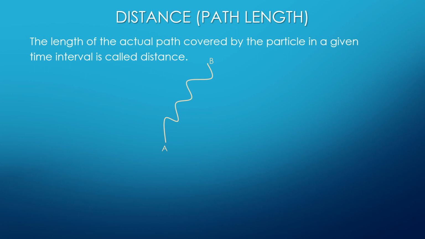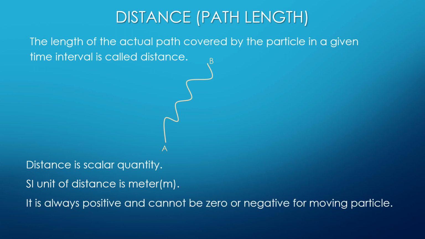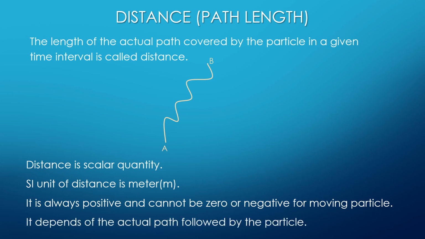Now we'll talk about this. Distance is a scalar quantity. It has only magnitude, not the direction. The SI unit of distance is meter. Now we can understand that it is always positive, okay? And it cannot be zero or negative for a moving particle, because a moving particle cannot be at rest, that is zero, or move backward, that is negative. It depends on the actual path followed by a particle.